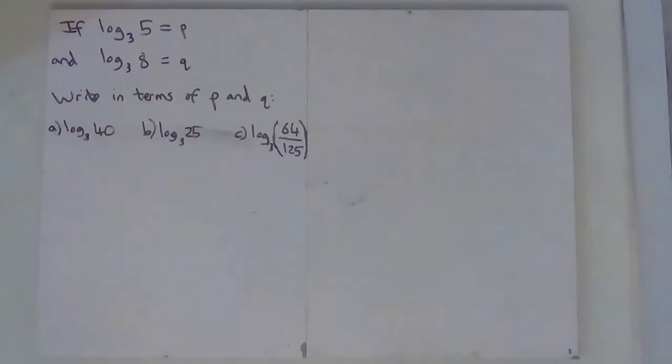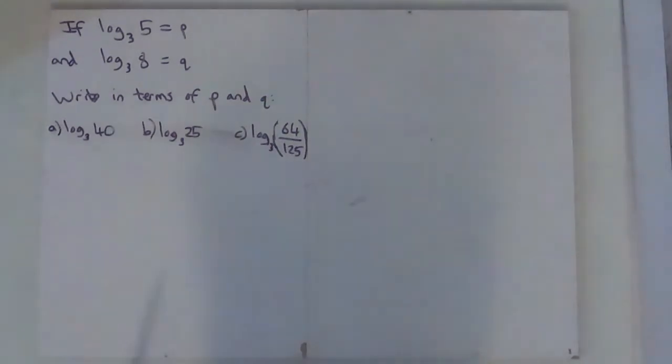Log base 3 of 8, again the same thing. 3 squared is 9, and 3 to the power 1 is 3, so 8's closer to 9 than 3, but it's still between there, so it's probably 1 point something, closer to 2 than 1, but again not a nice number, so we're calling them p and q, which makes them easy to work with. So what we need to do is wrestle around with these and try and get them to look like this.